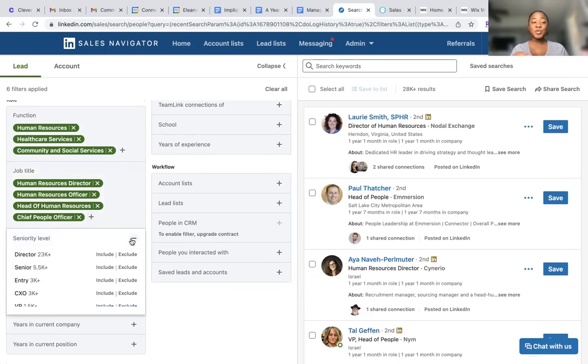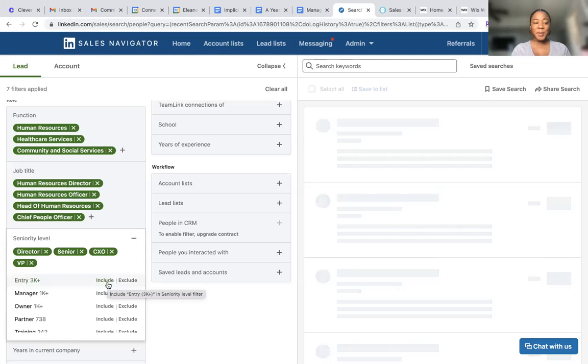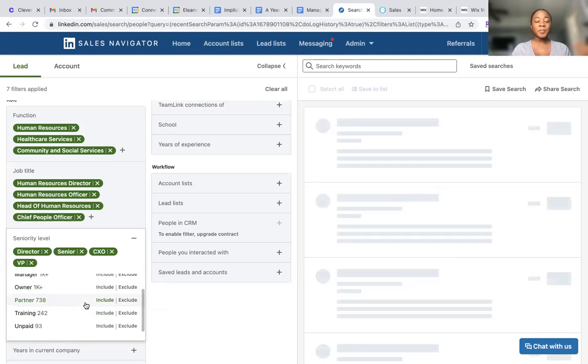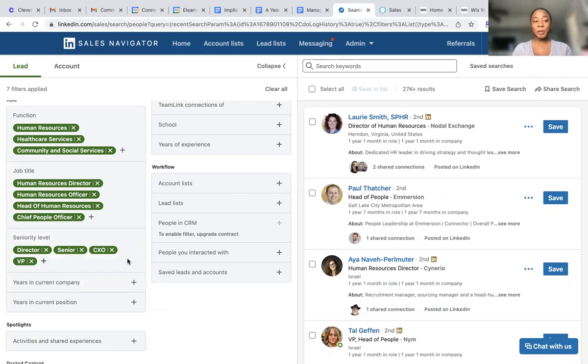Seniority level. Usually it is the director or the C-suite that brings me in. Maybe a senior level, but it's normally not entry level. Sometimes it may be the VP, but it's normally like the manager or the training department. So I've got director level, senior leadership, C-suite, and VP. That brought my list down a little bit more.